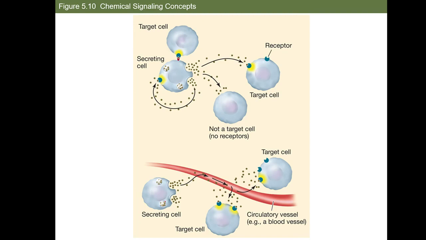So here, in the case of hormones, the secreting cell secretes it, it goes into the bloodstream, and then it can give the signal to cells that have receptors. So these are the target cells. And it will create a response in them.